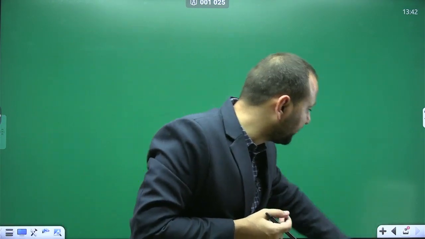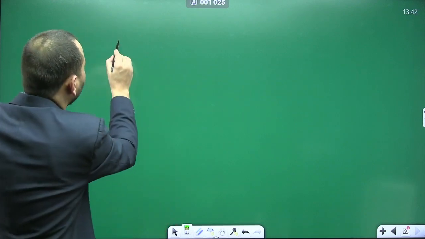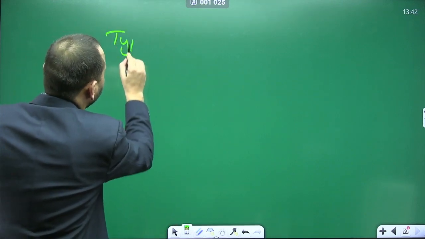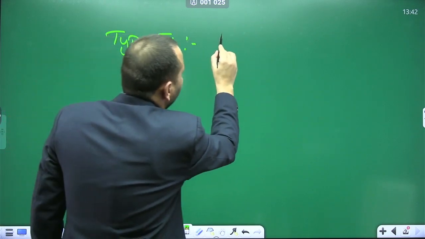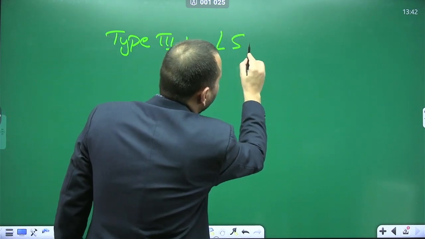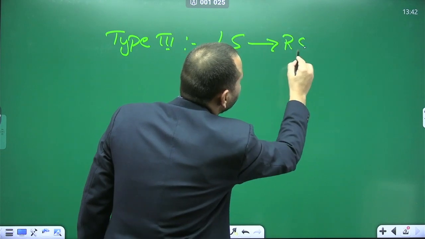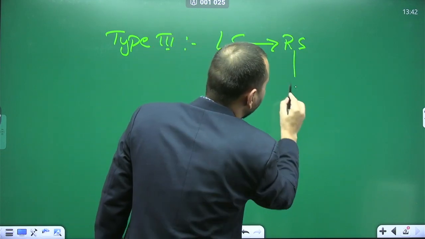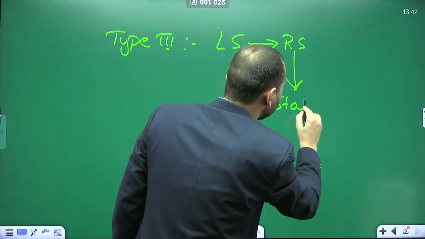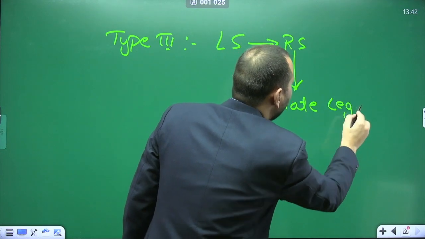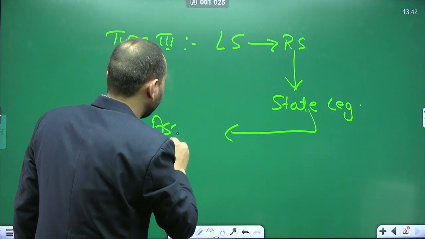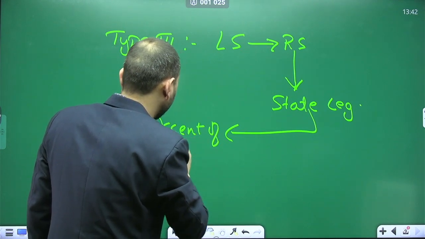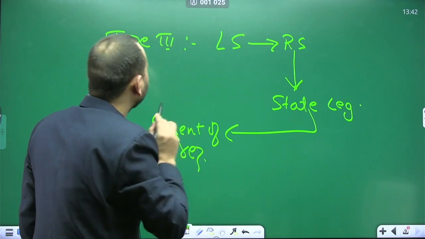We can see this concept of type 3 through one more dimension. Just suppose at first Lok Sabha, then from Lok Sabha to Rajya Sabha. After Lok Sabha to Rajya Sabha, it goes to the state legislature, and after the state legislature, it goes for the assent of the president. This is how we see type 3.